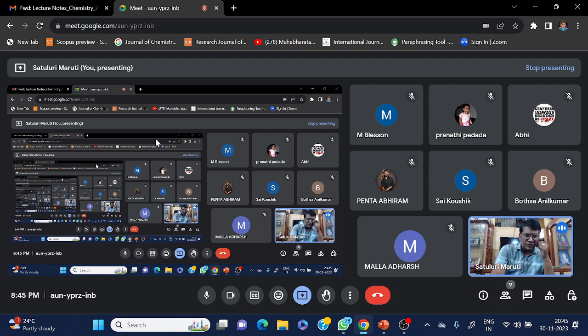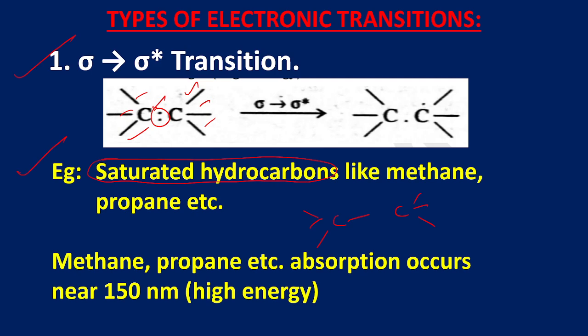So we have 4 different types of transitions: sigma to sigma star transition, n to sigma star transition, pi to pi star transition, and n to pi star transition. Right? See here, in the sigma to sigma star transition, this is the notation. If you want to write sigma to sigma star, this is the notation for us. This is an alkane. In this alkane, one electron in the sigma bond will get excited to sigma star. So that will be notated like this. Propane, methane, etc. In all alkanes only the sigma to sigma star transition is possible.